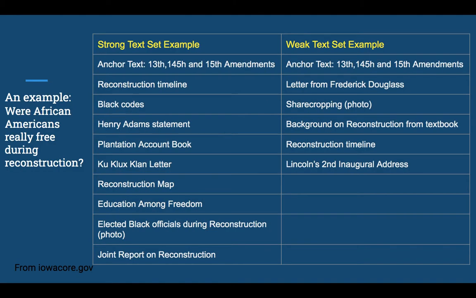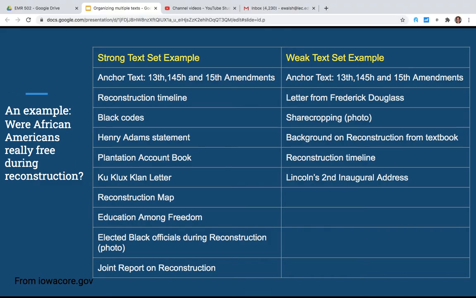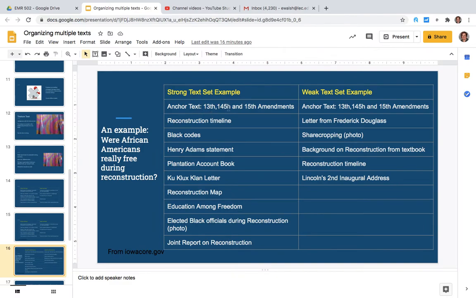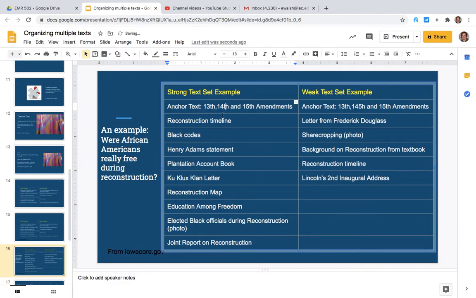So as an example, I was doing some research on this, and I looked at the Iowa Core, from the Iowa Department of Education, and they had an example of a weak and a strong text set. For the strong text set, the anchor text was the 13th, 14th, and 15th Amendments.